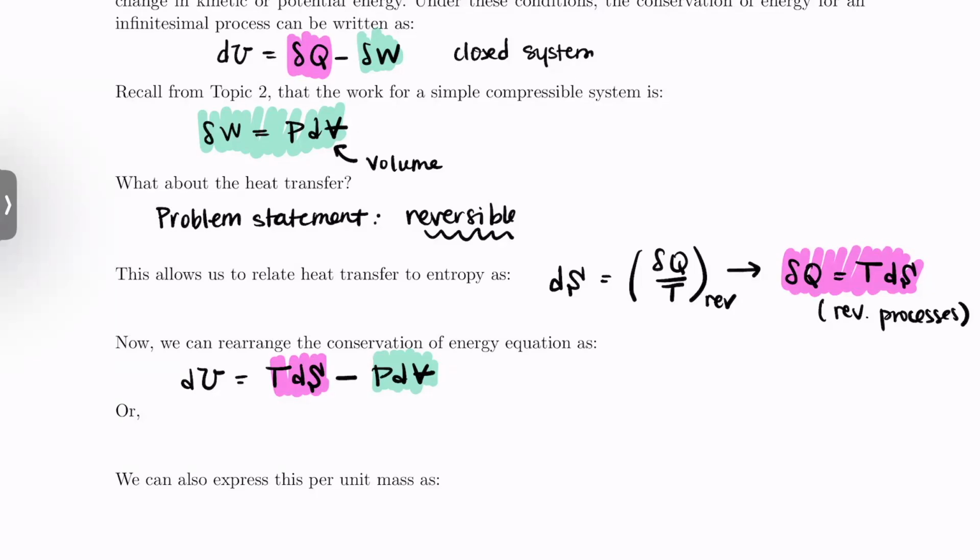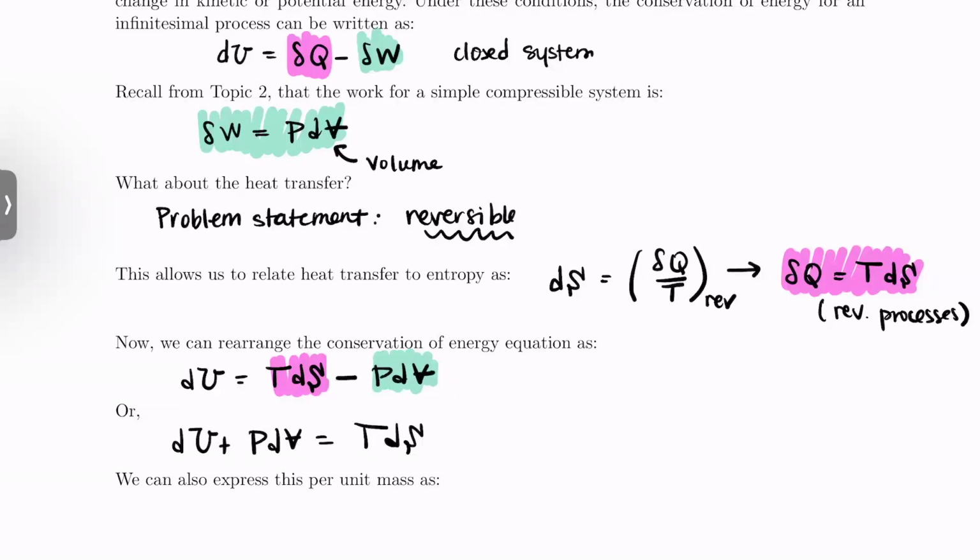Or we can rearrange this again. So I'm just going to move some terms around here to be du plus P dV is equal to T ds. So I've just moved that last term on the right-hand side over to the left-hand side.